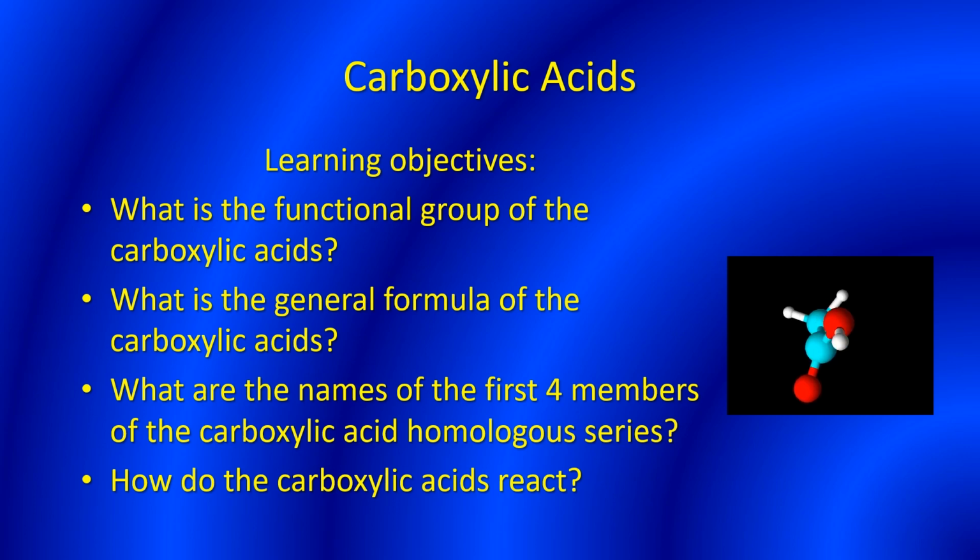So in this study of the carboxylic acids, we've looked at the functional group of the carboxylic acids, so they contain COOH groups. The general formula of the carboxylic acids, CnH2nO2. First four members of the series, methanoic acid, ethanoic acid, propanoic acid, butanoic acid. And the carboxylic acids react as acids. They're weak acids, but they do react with reactive metals and with metal carbonates.